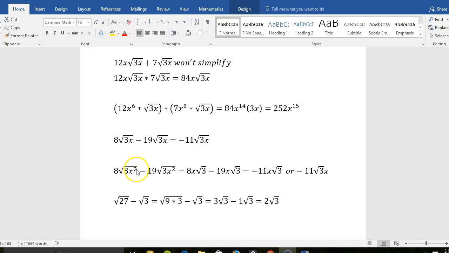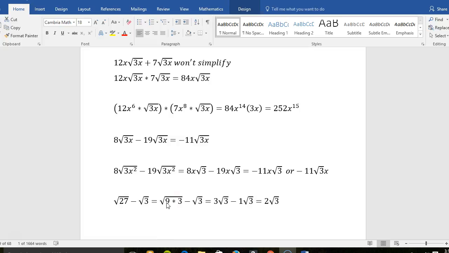You see that x squared? 2 divided by this understood 2 is 1. x squared comes out as x. Again, we're assuming all variables are positive throughout this whole video from start to finish. So x squared comes out as x, and so we get 8x radical 3, and then minus 19x radical 3, and that's negative 11x radical 3. Or you could put the x on the back, but just be sure you don't put it inside the radical. That would not be good. So the only thing inside this radical here is the 3. Okay, so there's that.